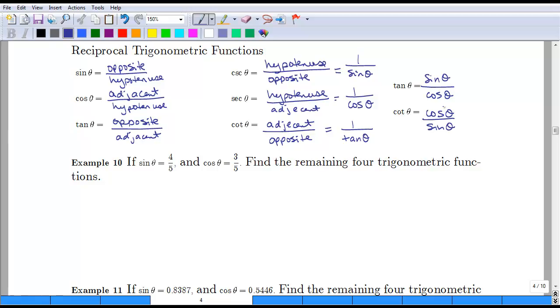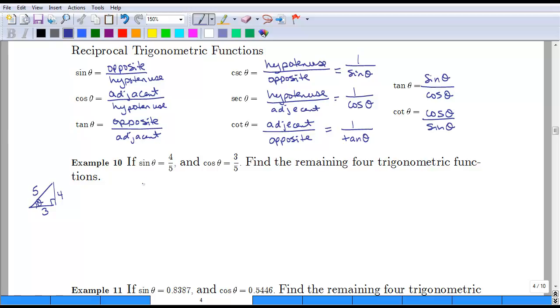There are two ways that you can do this when you're given two pieces of information like this. The first thing you can do is you can just go through and set up your right triangle. Put your angle down here in the lower left-hand corner and say that, well, if we know that sine is 4/5, well, opposite to the angle is 4, hypotenuse is 5, and if cosine is 3/5, well, then the adjacent side is 3, and we already said the hypotenuse was 5. And then we can go through and find the remaining trig ratios.